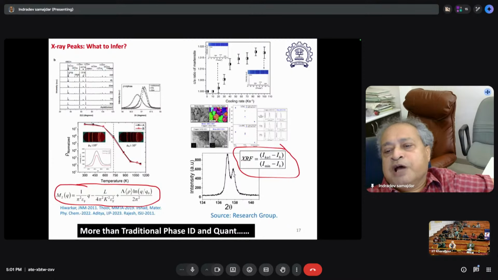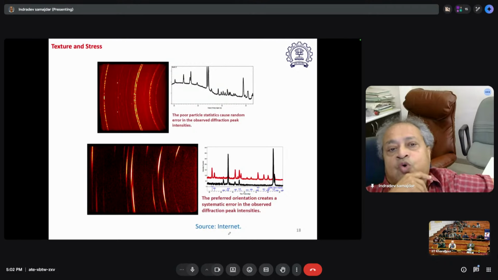The elastic plastic strain energy doesn't mean only dislocation density. It means energy associated with the dislocations. And this is separated. You can get your XRF done, and it's an extremely good reference for recovery. So more than traditional phase identification and quantification, all these applications are there even for theta to theta XRD. And you have a whole world of texture and stress.